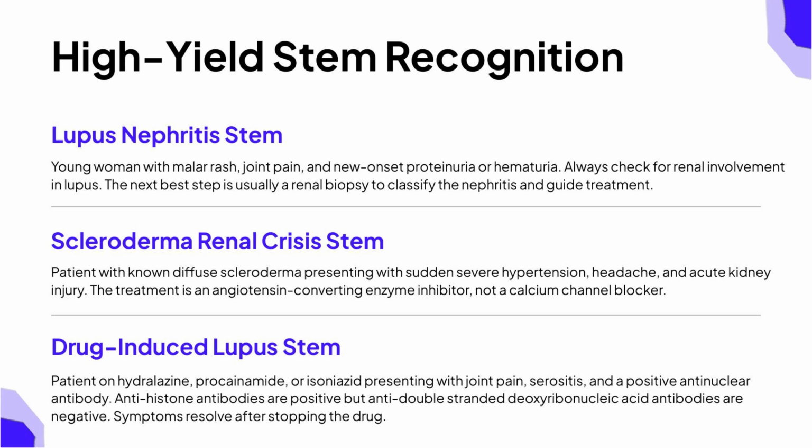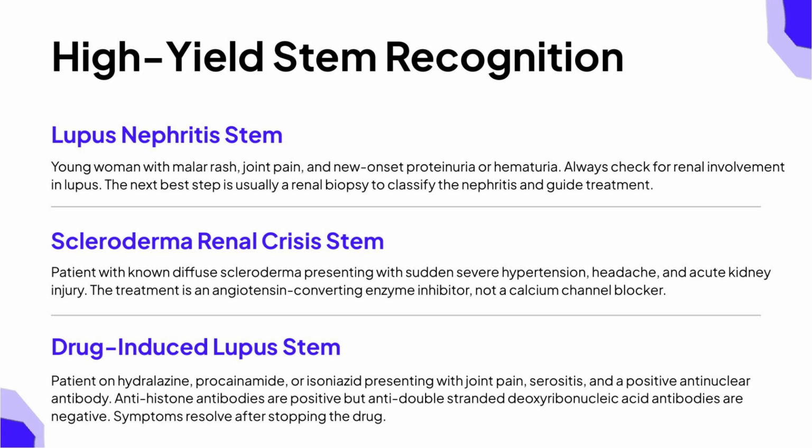For scleroderma renal crisis, you will see a patient with diffuse scleroderma who suddenly develops severe hypertension and acute kidney injury. The critical board pearl here is that the treatment is an angiotensin-converting enzyme inhibitor. The boards specifically test this because many students incorrectly choose a calcium channel blocker or other antihypertensive.